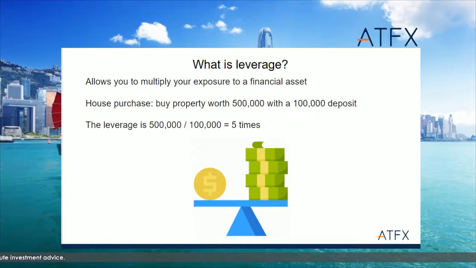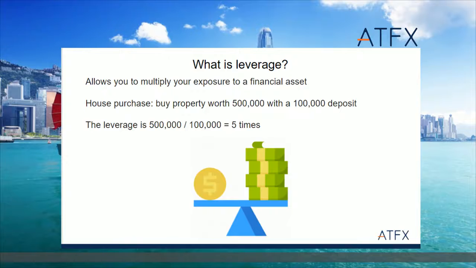Now, when you're trading, it works the same. So say, for example, you want to buy something worth $500,000. You can do that even if you don't have $500,000. In this example, we would have a deposit of $100,000. So then our effective leverage would be 5 times.